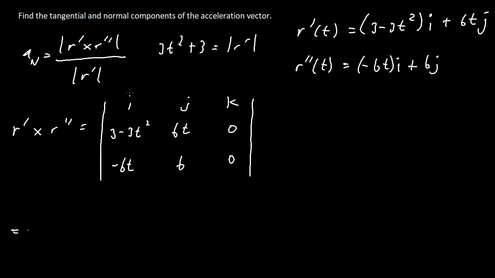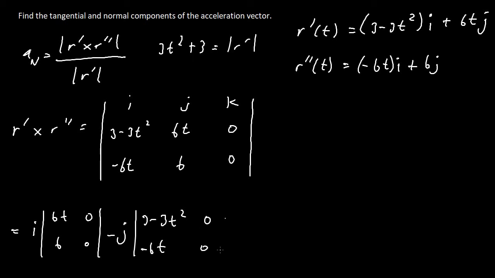Now let's put it in determinant notation. We take the top left most term, i, cross out its row and column, and write what's left inside a smaller matrix. So what's left is 6t, 0, and 6, 0. The second term is going to be a negative, so we have negative j, cross out its row and column. What we have left is 3 minus 3t squared, 0, and negative 6t and 0. The third term is going to be a positive, so plus k. Let's cross out its row and column. So we have 3 minus 3t squared, 6t, and then negative 6t and 6.